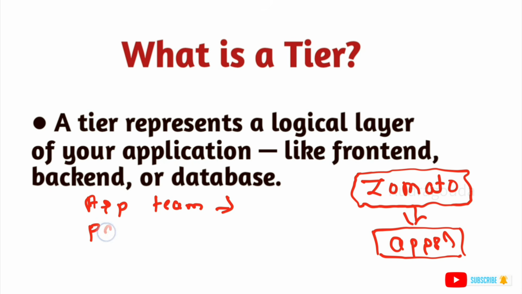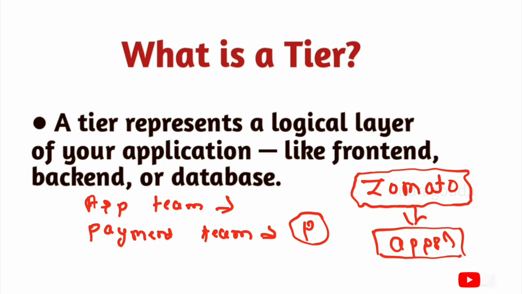Then there is another team called the payment team, or a payment service. It handles all our payments when you are ordering something. For example, you are ordering pizza, so the final step is payment. When you do the payment, only then will they deliver the food for you. For that there is a separate team to manage it, or you can say there is a separate service for that.